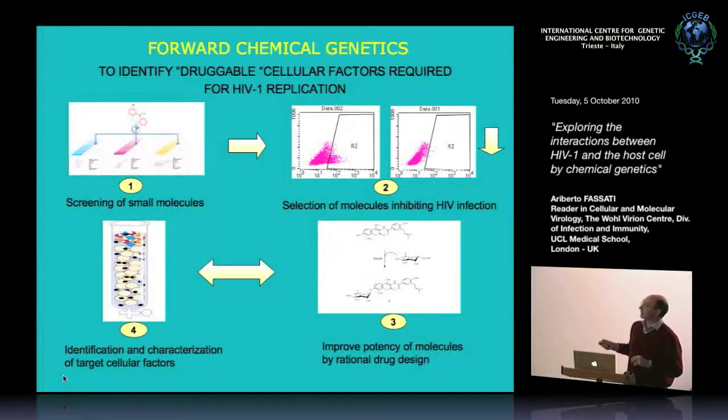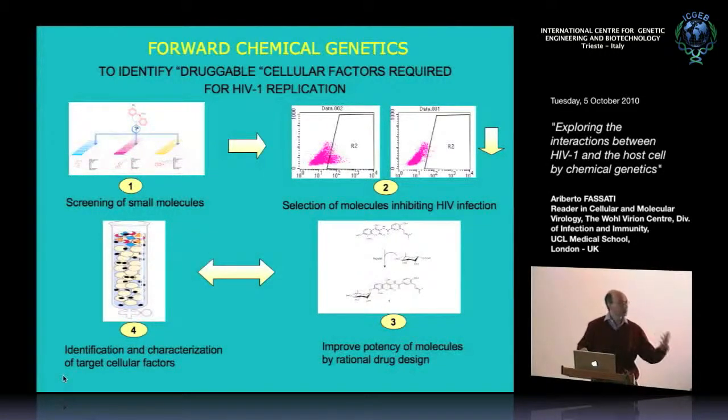Then you select the compounds that are important. You can do some chemistry to modify them to try to understand better which are the important bits and pieces. And then you try to figure out what is the target of these compounds. And once you know the target, you can try to improve and understand the mechanism of action. So it's an alternative to siRNA, from the chemical compound to the gene to the function.